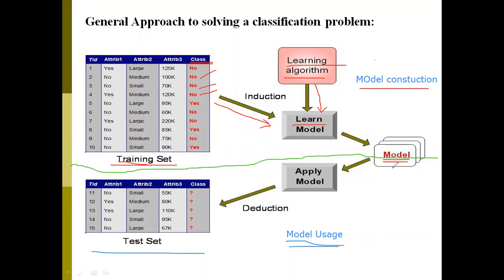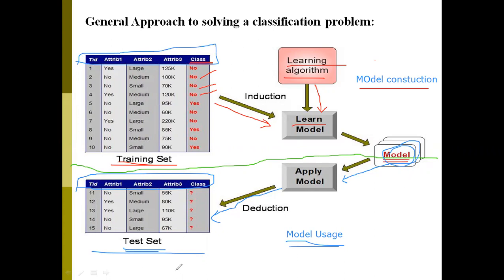Whatever model we have constructed based on the training data set, that model is going to be applied on some set of records, or on some data set. The data set is also called test data. The attributes of these records and the attributes of the training records are the same. The data sets are also the same, but the records are different.